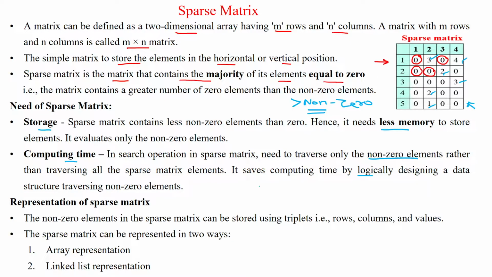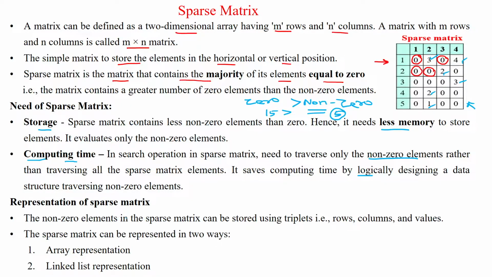So here we have zero elements more than non-zero elements. Non-zero elements are only 5 among 20 elements. So 15 elements are zero elements and 5 are non-zero elements. So it will access only the 5 elements during the calculation. So it will reduce the computational power.